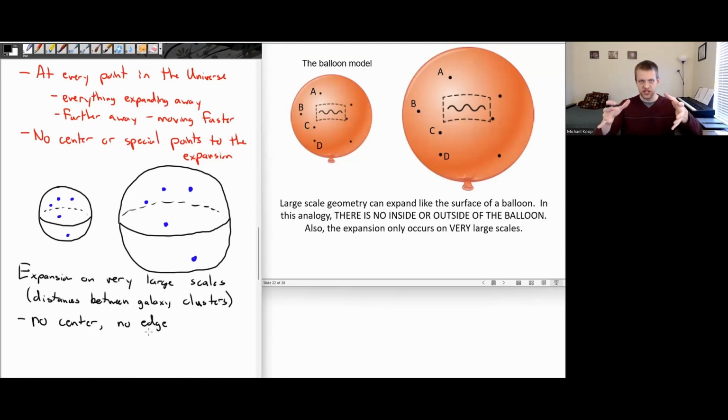It's not expanding into some empty space. Space itself is getting larger. So not expanding into anything. Space itself is just expanding.